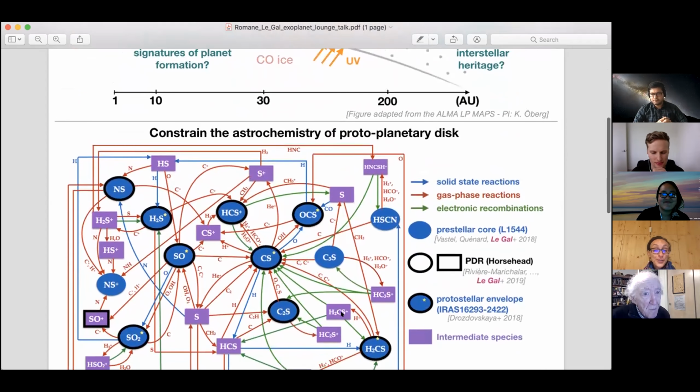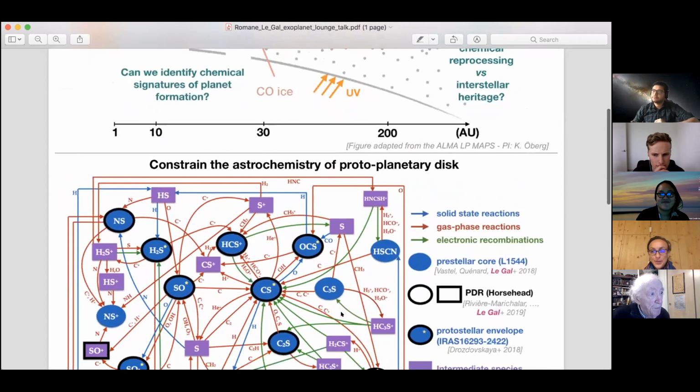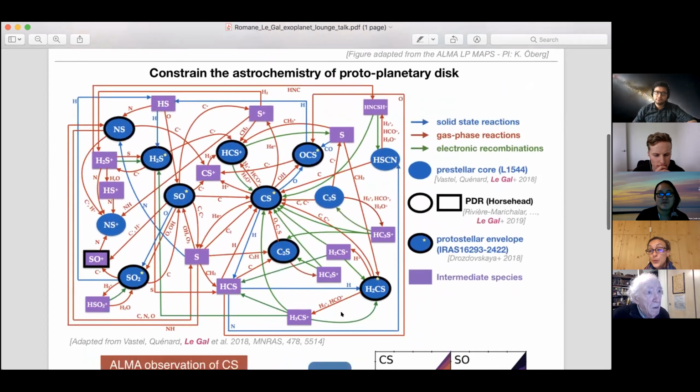But in order to understand the chemistry of disks, we need to constrain the chemical networks that are linking all the species that we observed. And so for that, we build a chemical network such as the one I'm depicting here.